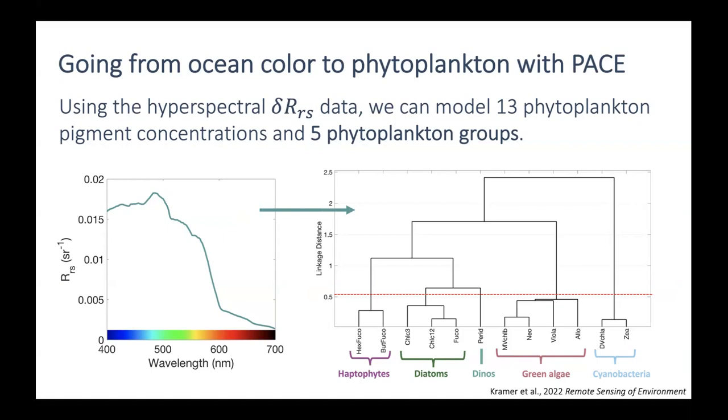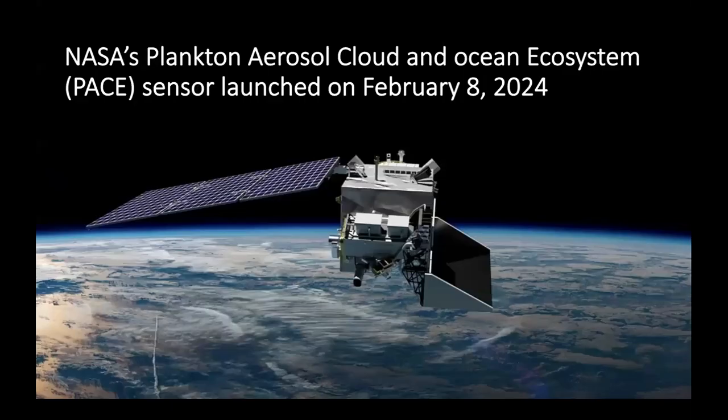But here you can see that we can go from really high resolution ocean color data to a lot more information about the phytoplankton community than we've had before. And we can do this in part because of that hyperspectral resolution that lets us separate these short scale phytoplankton absorption features in the remote sensing reflectance spectrum, which we can only recently do on global scales.